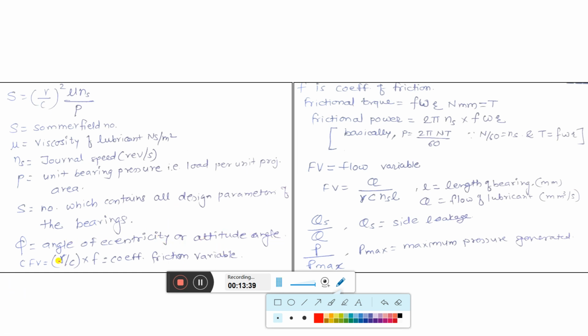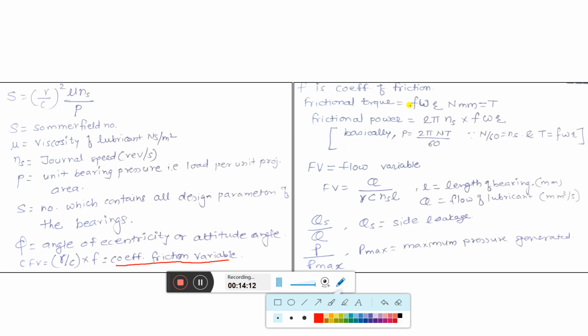Now CFV is nothing but the coefficient of friction variable. The next dimensionless number we are going to see is the coefficient of friction variable. So what is the coefficient of friction variable? CFV is R by C into f. R is nothing but radius, C is the clearance. So R by C into f is equal to the coefficient of friction variable. Now what is f? f is nothing but the coefficient of friction. Up till now we have seen mu as a coefficient of friction, but mu is used for the viscosity, so we are using small f as the coefficient of friction.